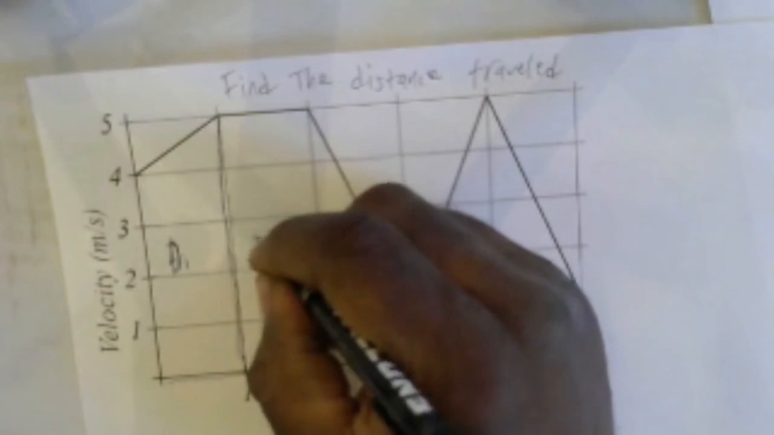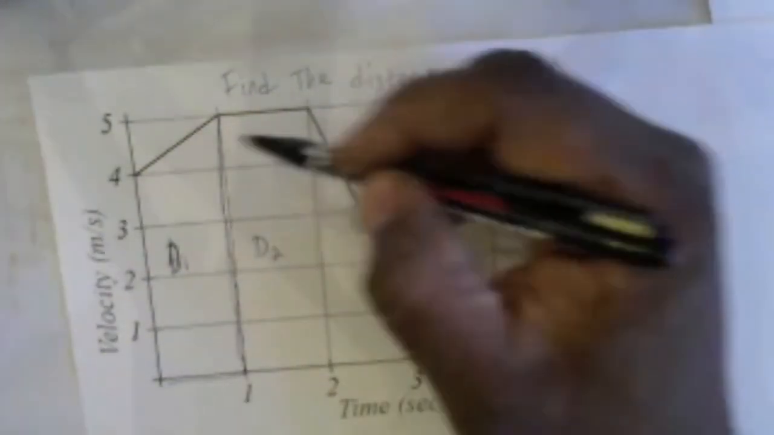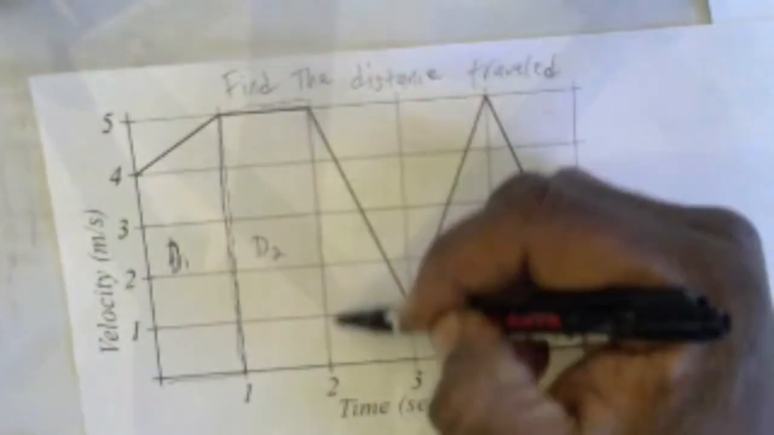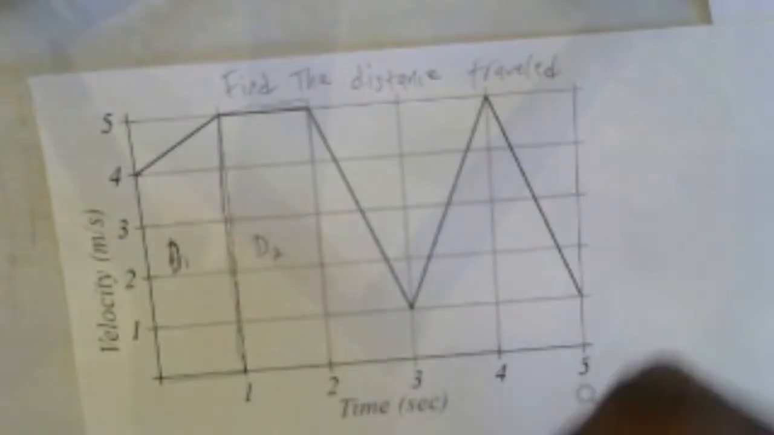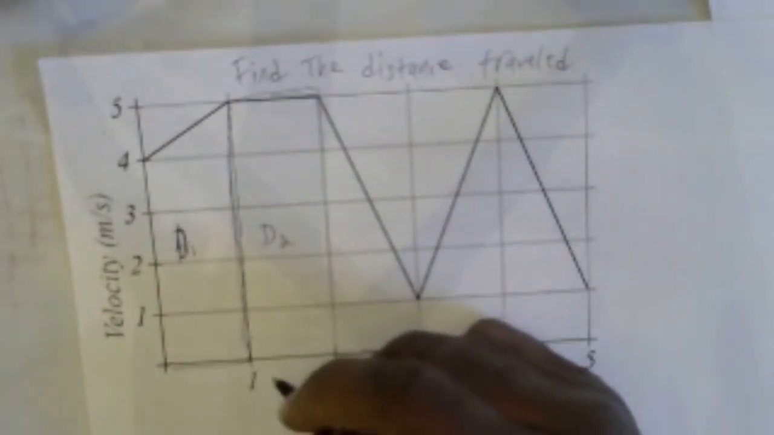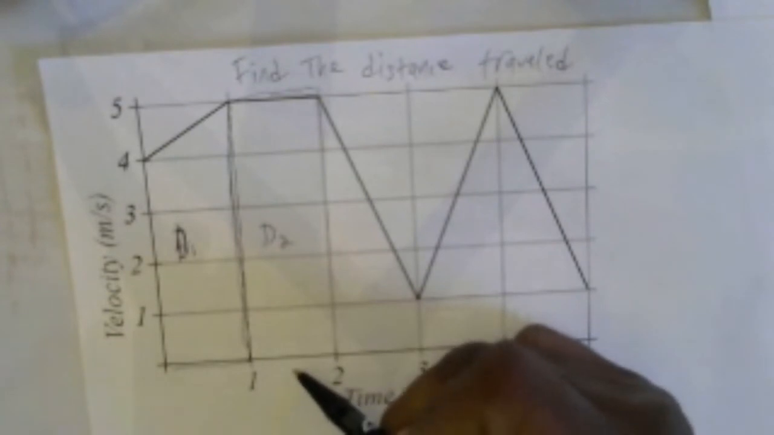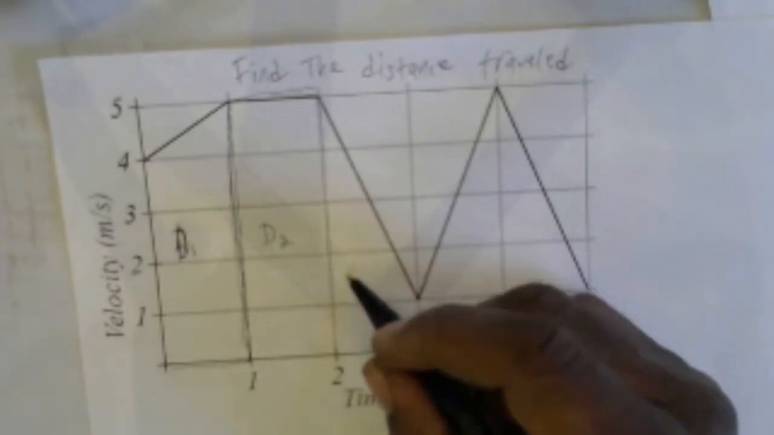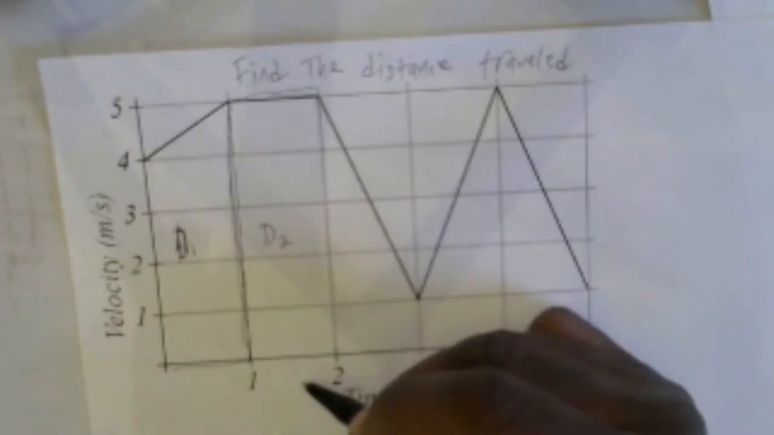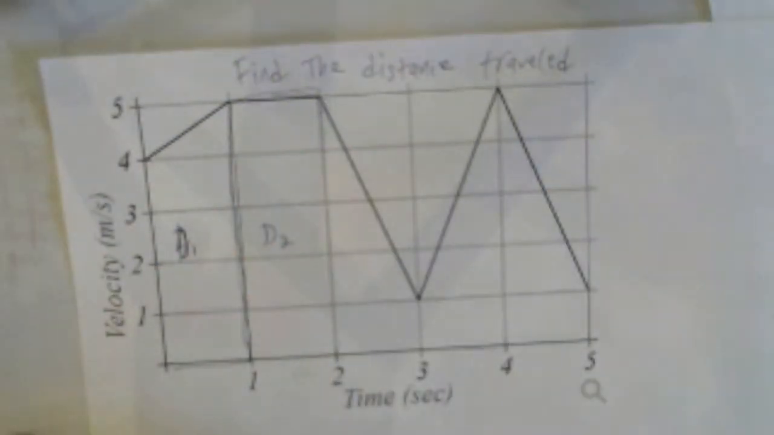For my second distance, I'm going to call this D2. Notice I have a rectangle. And for this rectangle, I can simply multiply my time times my velocity, or my width times my height. So my width is 1, the height is 5. So I have a distance of 5.